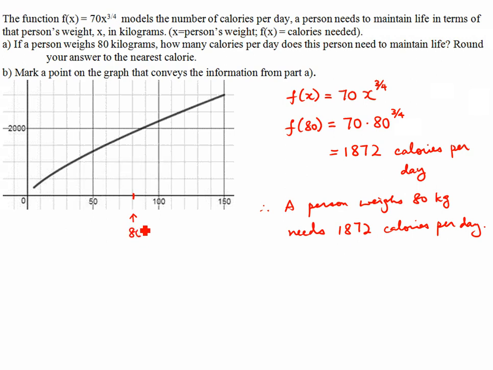And now when x is equal to 80, then we have this point. We go up here, and that corresponds to this y value. Although it would be difficult to tell from the graph what f of 80 is, from our algebra, we can tell f of 80 would be 1,872.